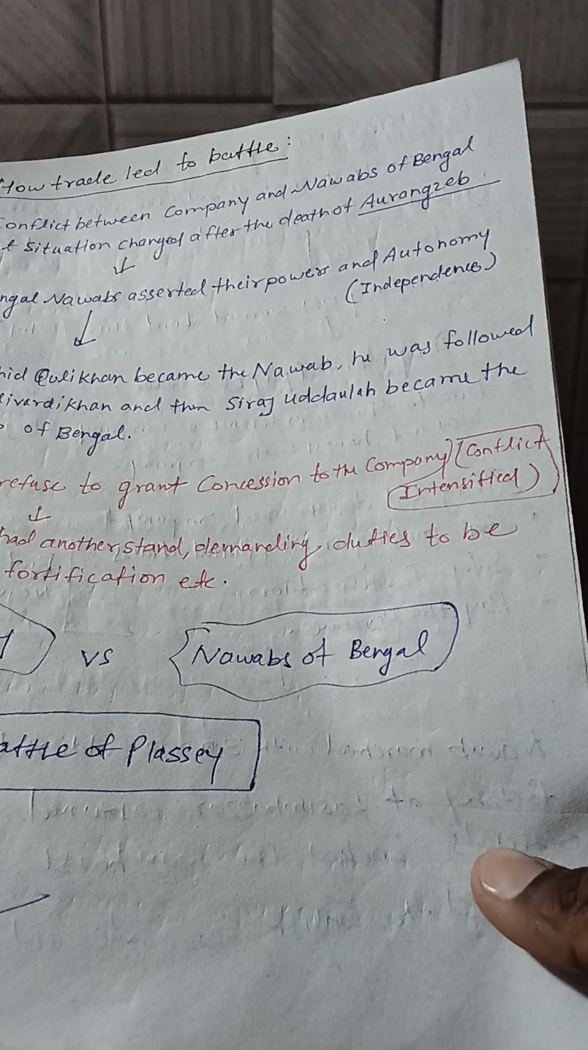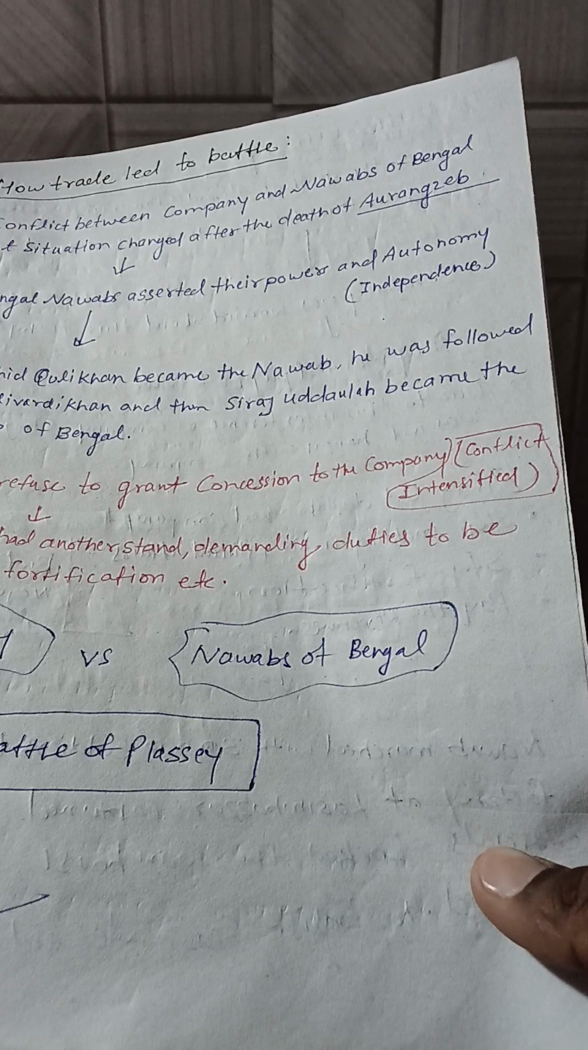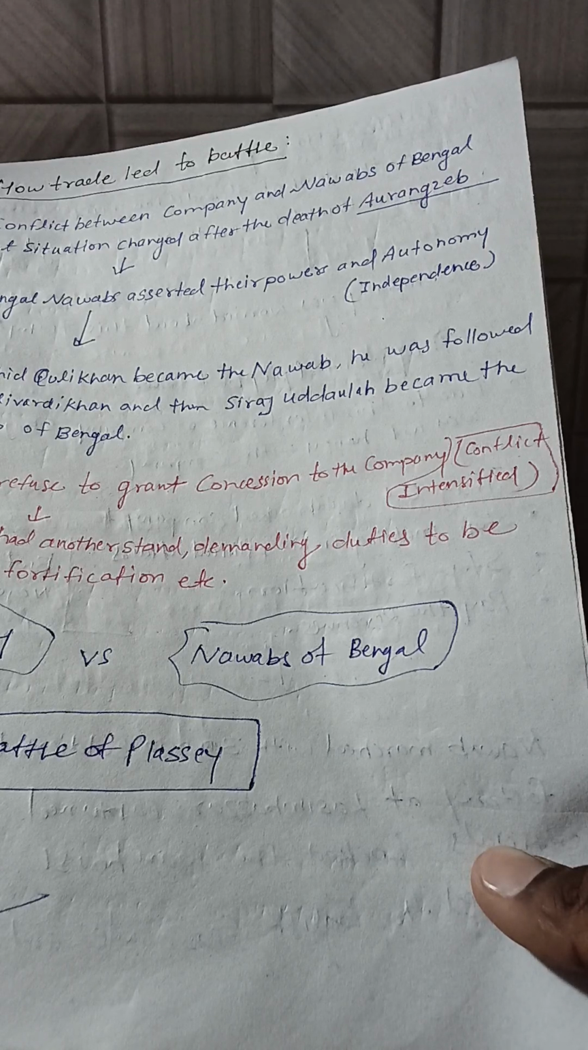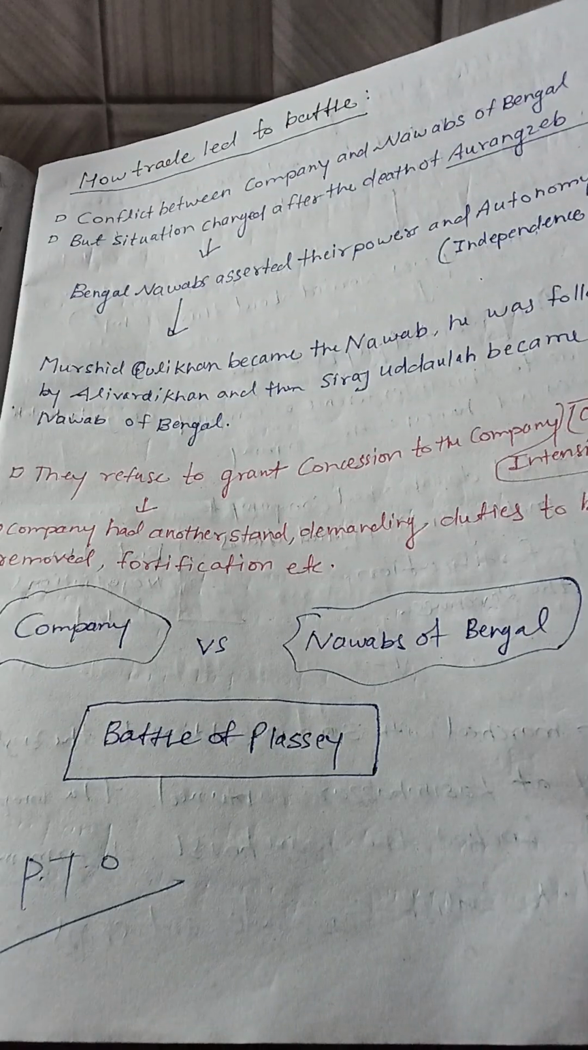The situation changed after the death of Aurangzeb. The Bengal Nawabs asserted their powers, autonomy and independence. Murshid Quli Khan became the Nawab, followed by Alivardi Khan, and then Sirajud-Dowla became the Nawab of Bengal. They refused to grant concessions and to pay the company, and the company took another stand, demanding that duties be removed and fortifications allowed. This started the battles between the company and the Nawab of Bengal, and that was called the Battle of Plassey.